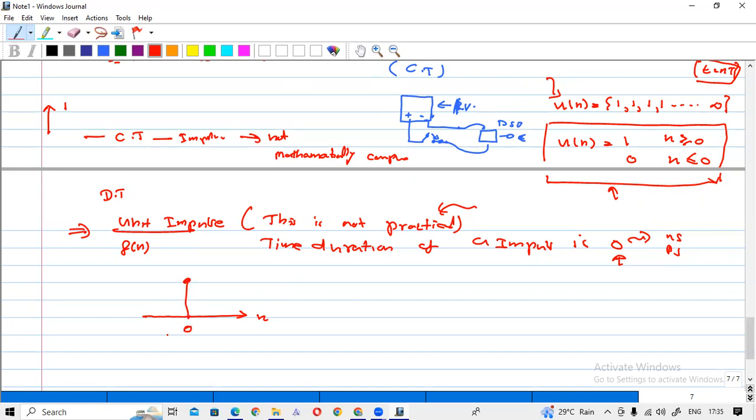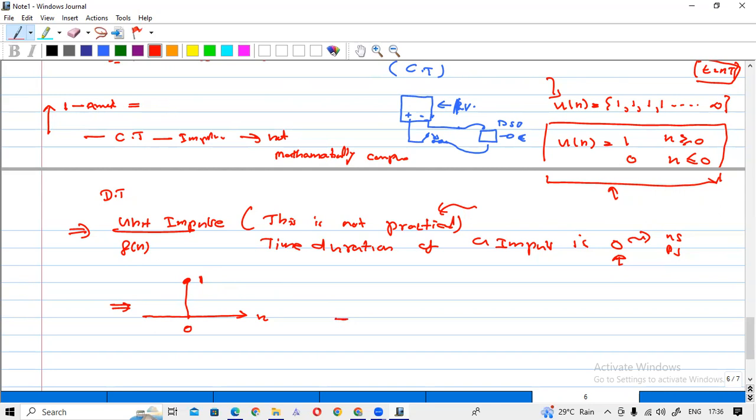It is like this. This is 0. So this is the unit impulse, and the value of this is 1. But for the continuous time, this 1 is not a value, it is the area. So that is why we have to take the integration always. But here we no need to have an integration. This is a simple one, the value is 1. So this is a unit impulse.